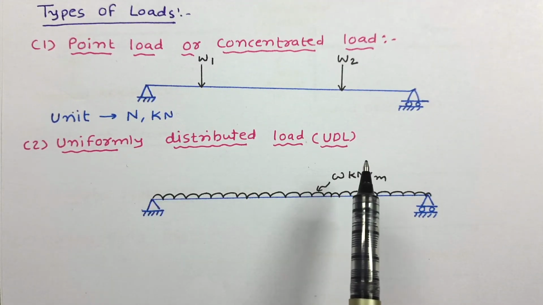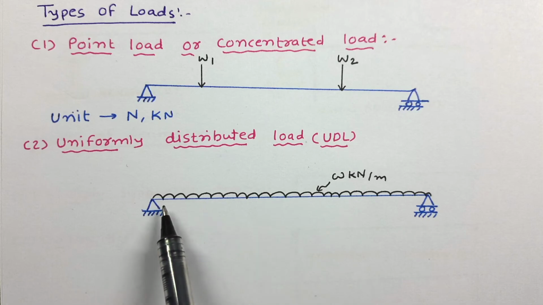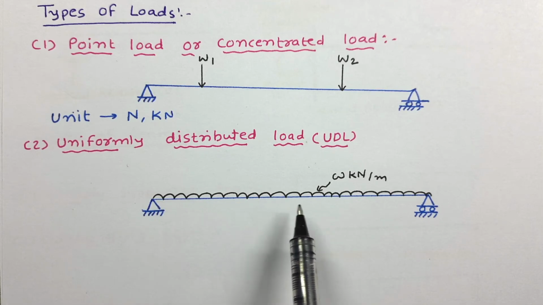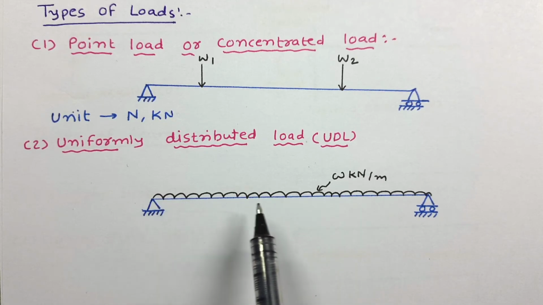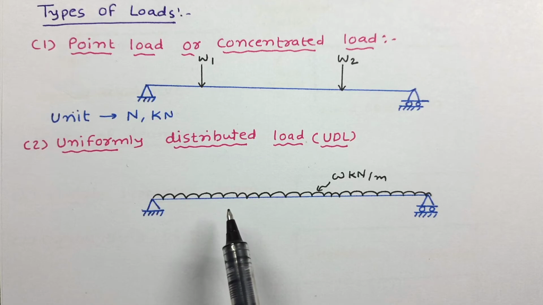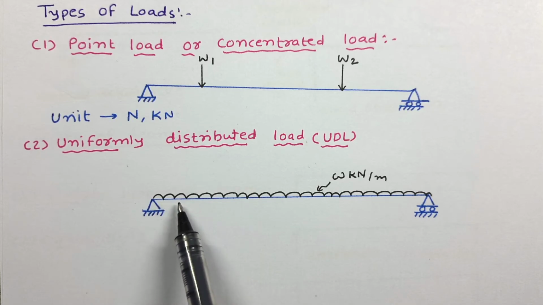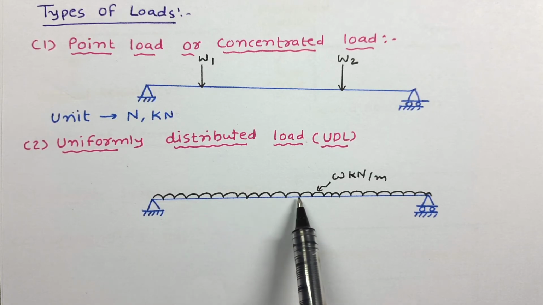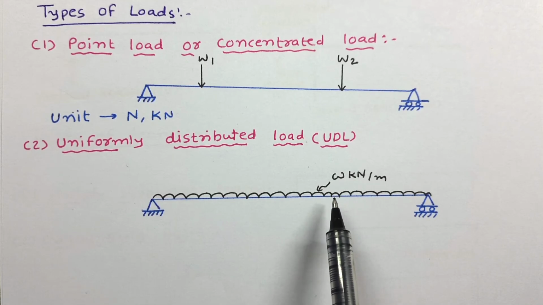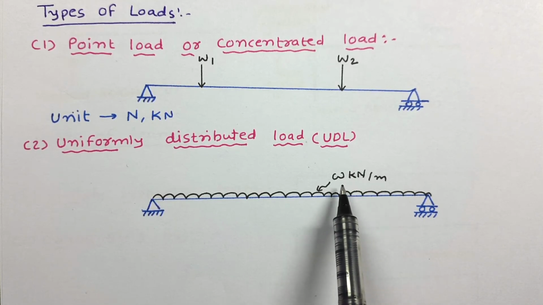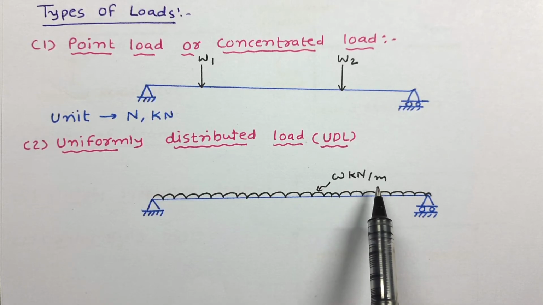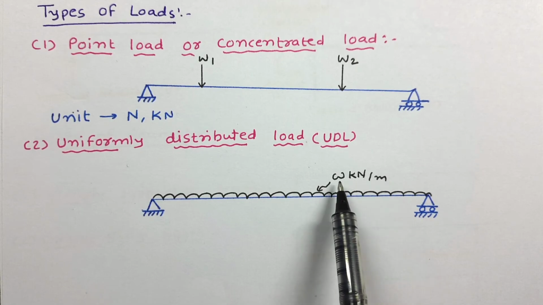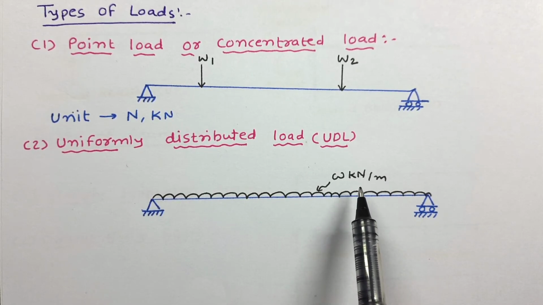Uniformly distributed load, UDL, is one which is spread over the beam in such a way that the rate of loading W is uniform throughout the length of the beam. In each equal section, the total load is the same and at every point of the beam, the rate of loading is equal. This rate of loading is expressed as W kilonewton per meter, which shows that per meter length of beam, W kilonewton load is acting.